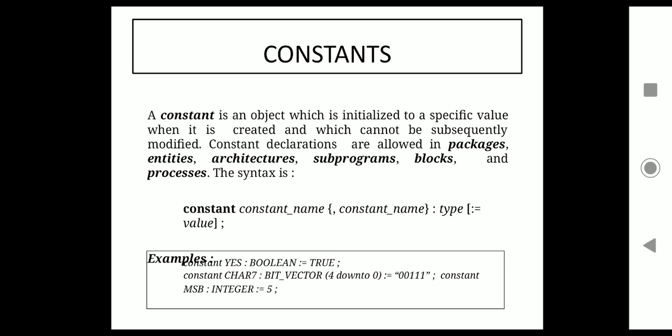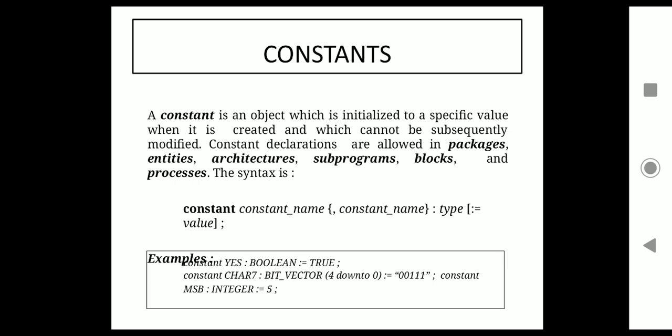Constant declarations are allowed in packages, entities, architecture, subprograms, blocks and processes. And the syntax for the same is constant, then the constant name, its type and its initial value. Now the following block shows an example of how to use a constant. Here first we write constant, then the constant name, that is yes, then its type, boolean, and its value is true.